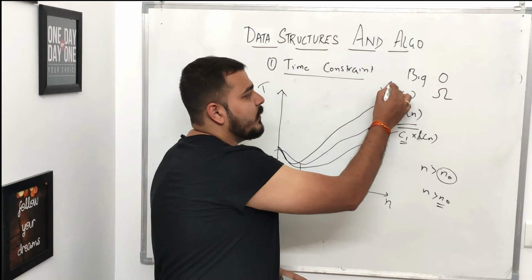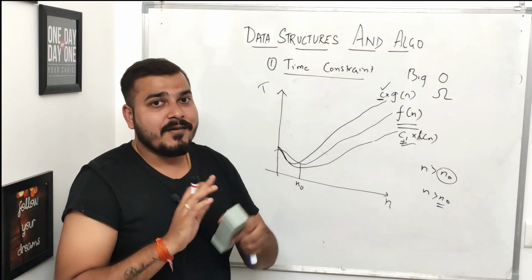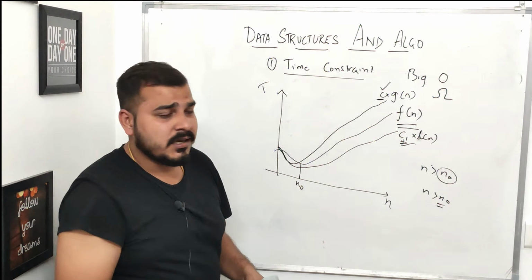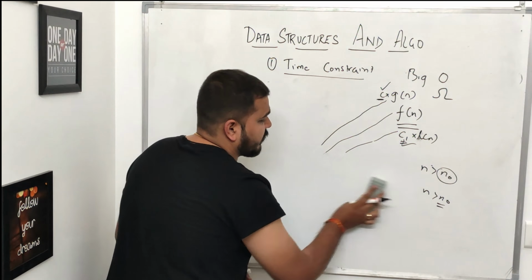And remember, this C value may change, this C1 value may change. It will never be similar. Okay. Now this is an example of time constraint again, guys. Now if I consider one more thing about memory constraint.